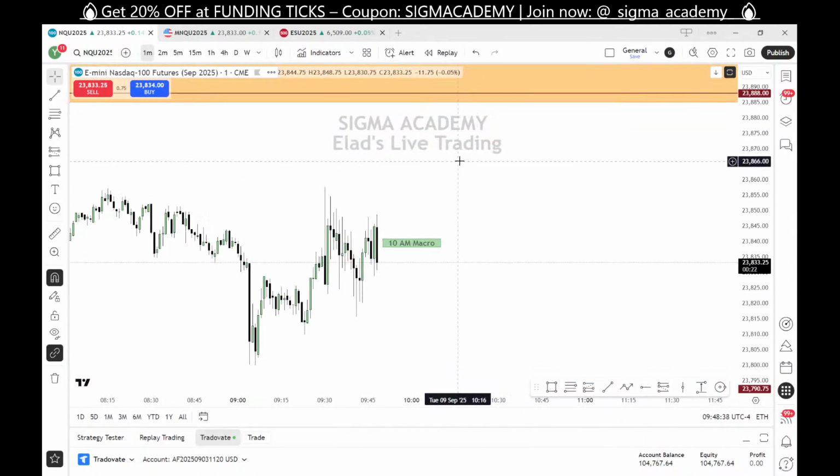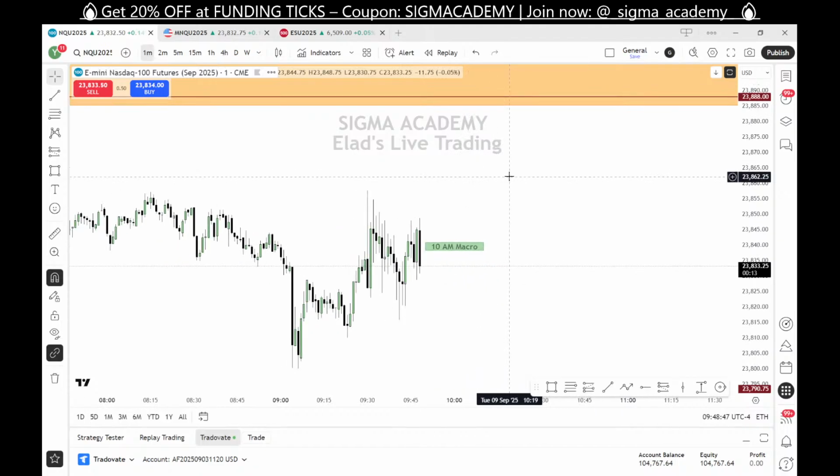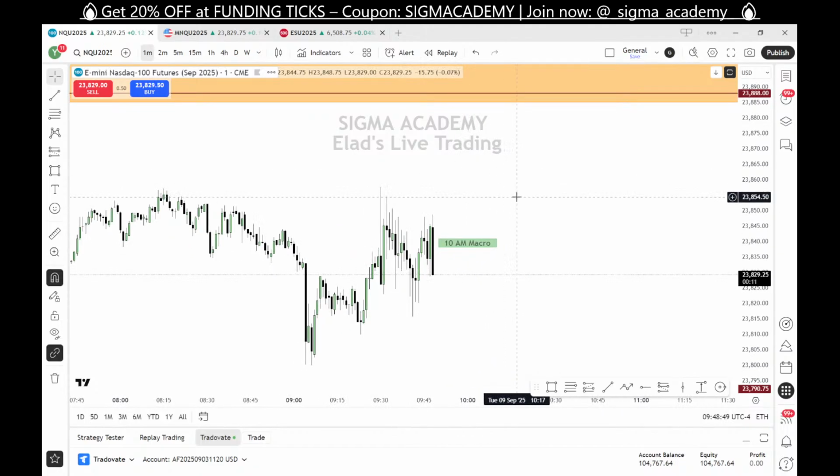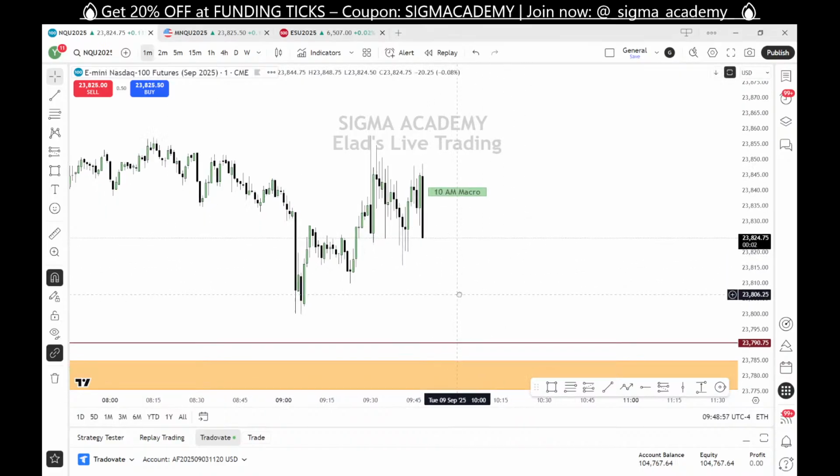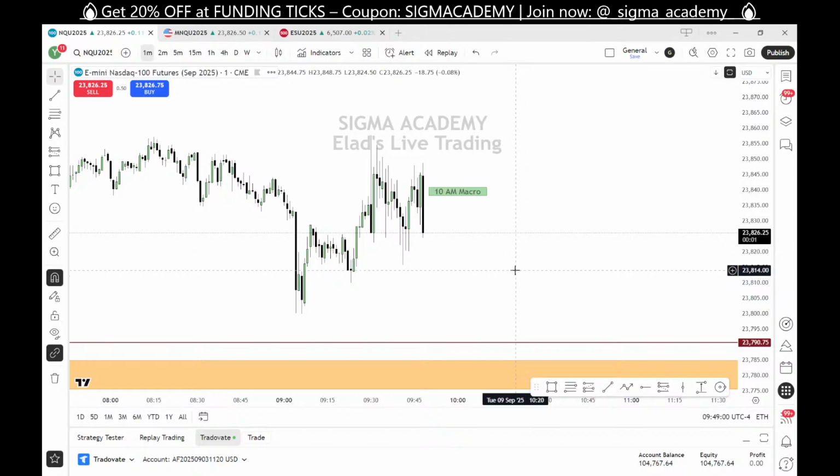A little bit choppy for now. I will give it 40 minutes. 40 minutes if I don't have a clear trade or something that will happen in the near time window, I won't execute any trade today.